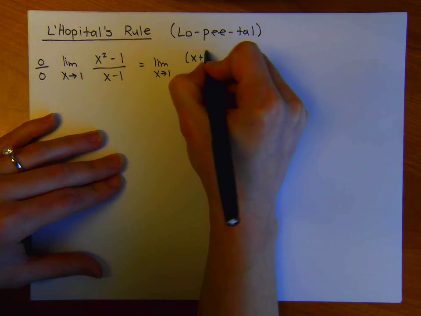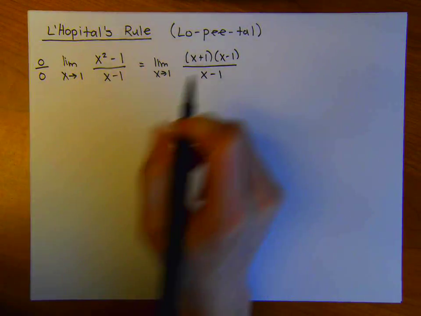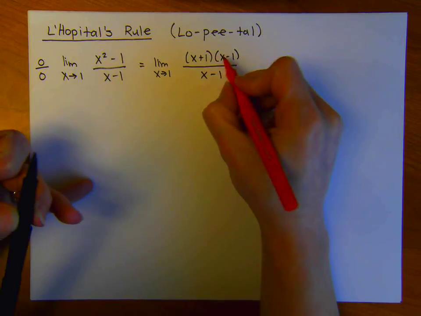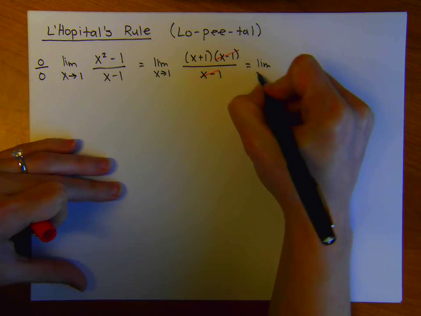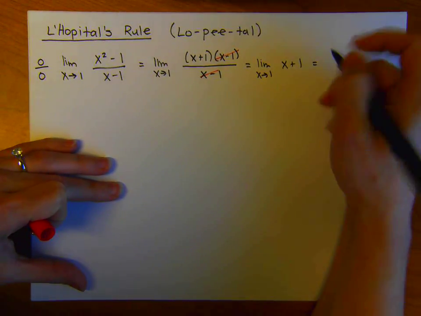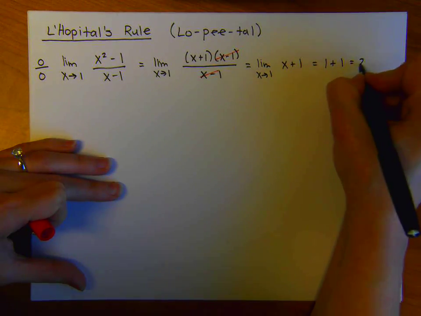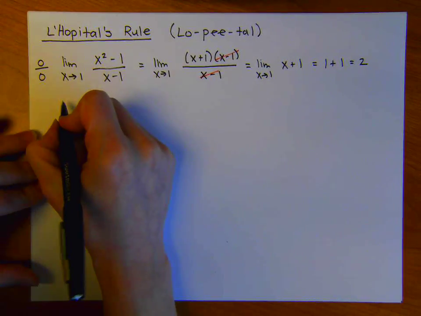Think about doing difference of squares. And then I can see that the x minus 1's cancel, and I get the limit as x approaches 1 of x plus 1. Now this is continuous, so I can just plug 1 in, and I get 2. Okay, so that's something we've looked at before. But let's do another example.